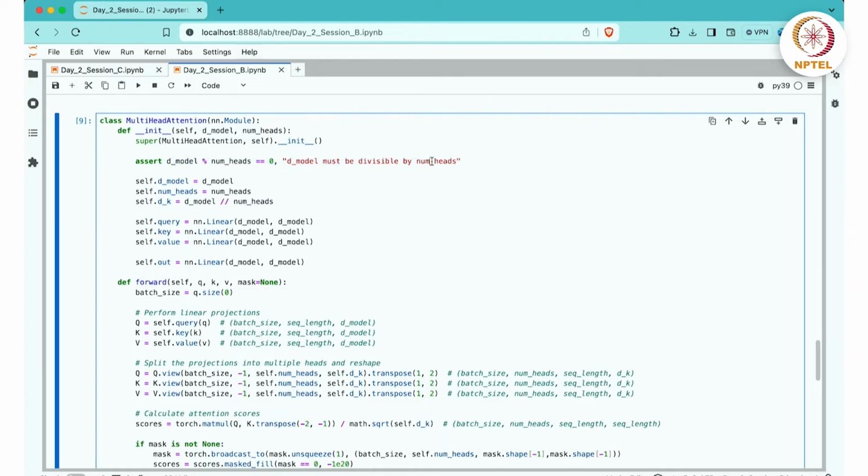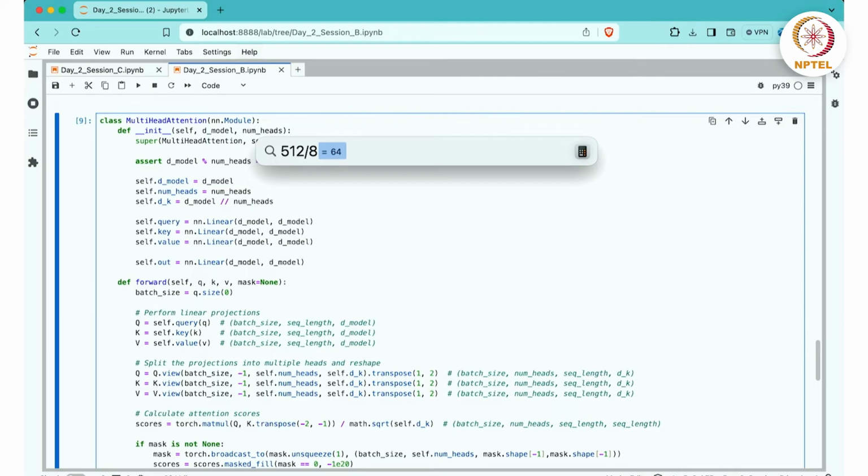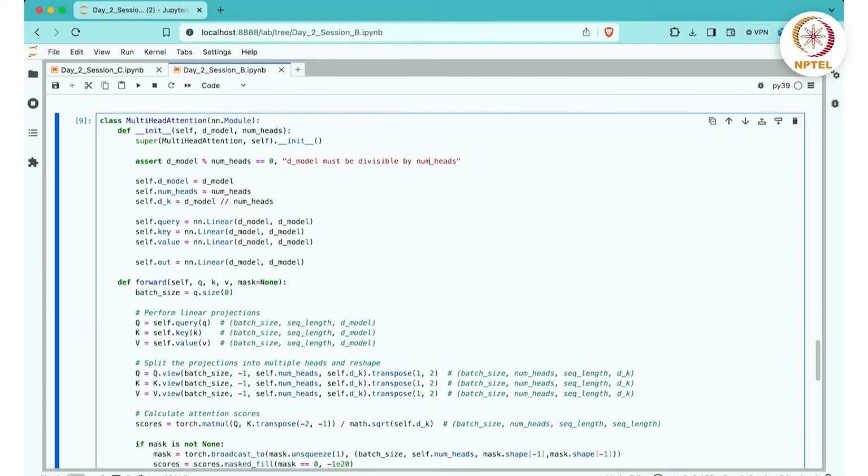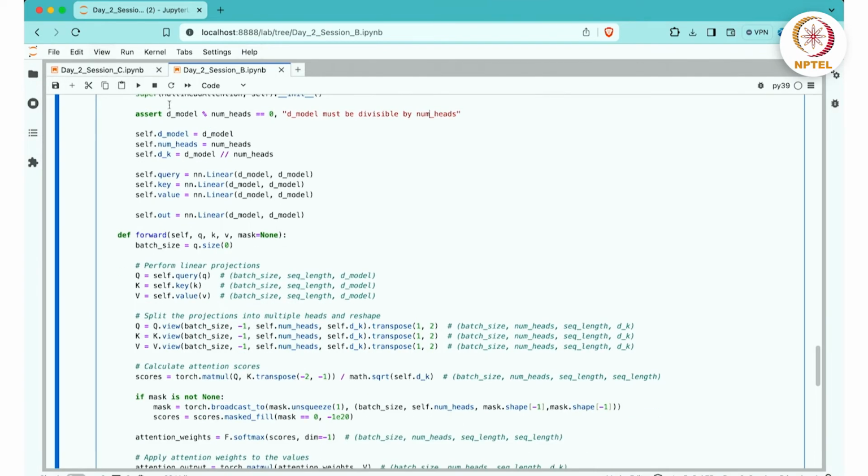Okay, so in case of 512, you would probably end up starting with 8 heads. So 512 divided by 8 is 64, and each of your heads can have a 64 size embedding. Eventually, when we take 8 embeddings of 64 size and concatenate all of them together, we again end up with 512. Once we match this condition, we declare these variables.